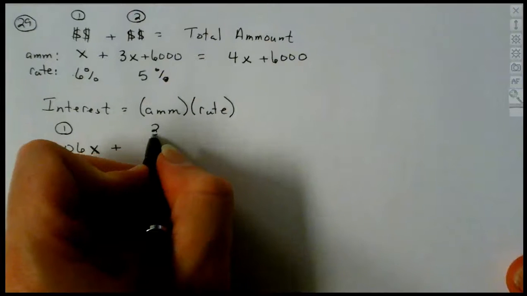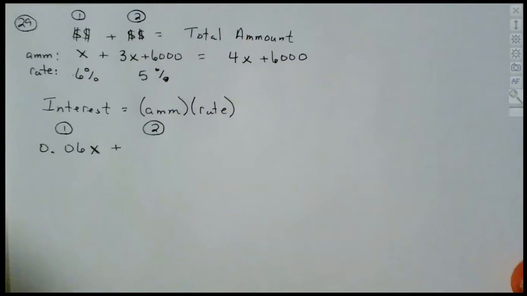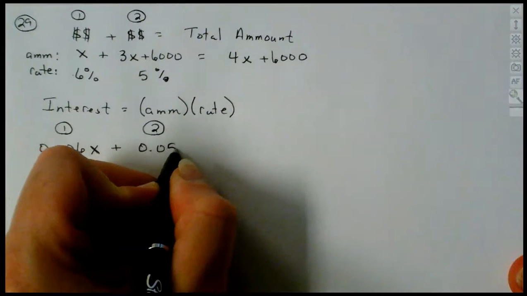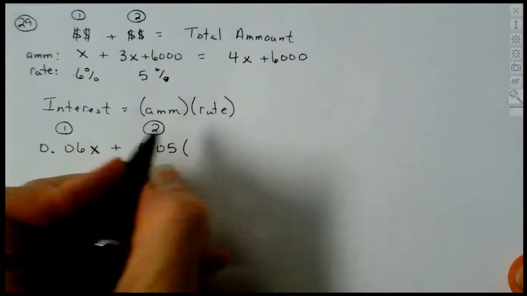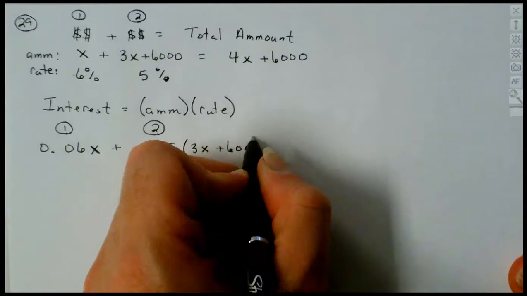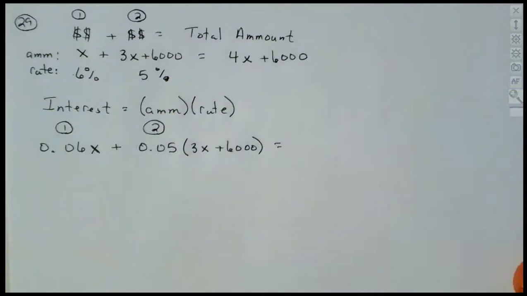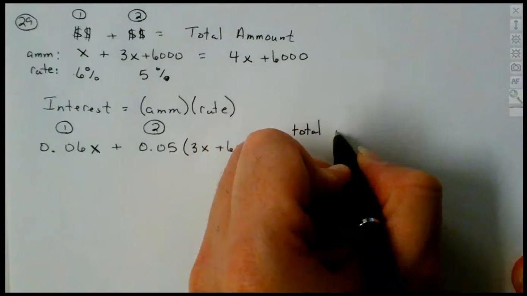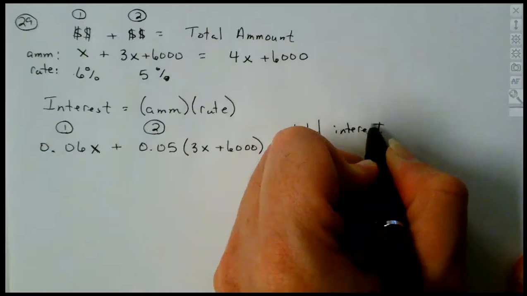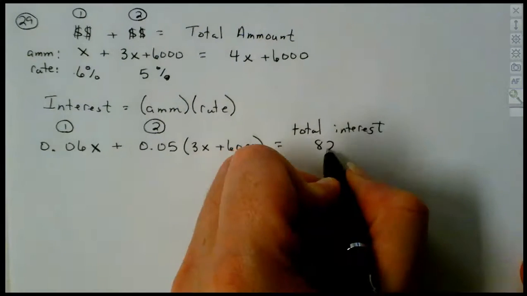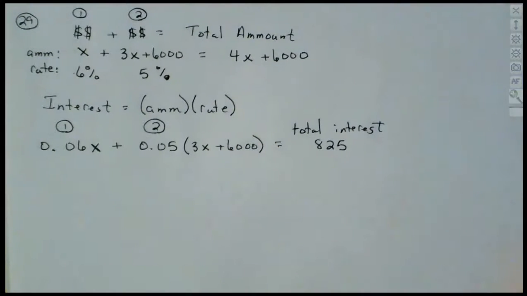And then our second mutual fund, it pays 5%. So that's 0.05. And how much is in there? 3x plus our 6,000. And then what goes on the right-hand side? What's going to go on the right-hand side is the total interest. And how much total interest did we make? We made a total of $825.